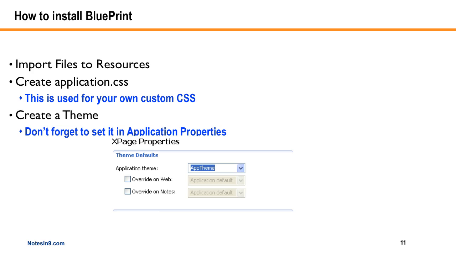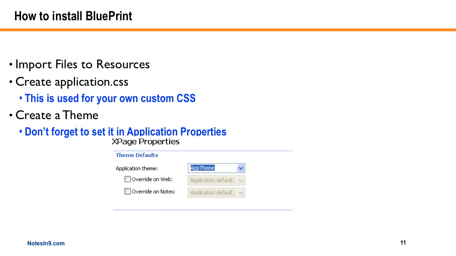To install Blueprint, you want to import the Blueprint files that you're going to use as resources. What I like to do is create another CSS file called applications.css for my own custom styling for the app, and then I create a theme. What the theme does is it's like a global, use these CSS files for all my pages, so I won't have to remember to put the CSS files on each page. Now, there's good and bad about that. One is I don't have to remember to put the CSS files on each page, because I forget things.